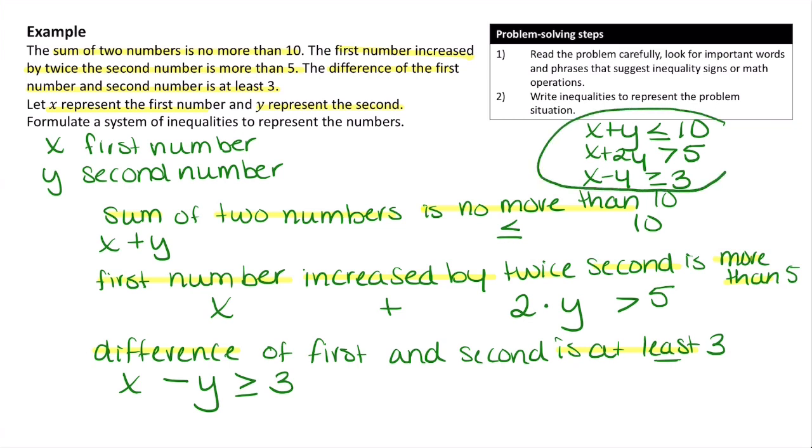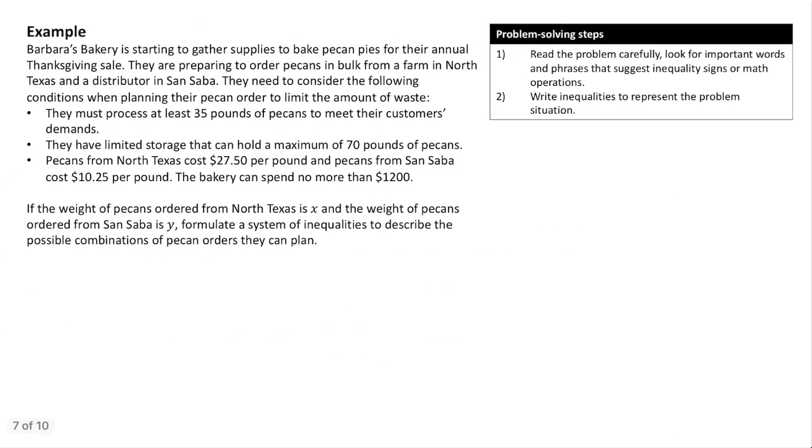Like I said, today all we're doing is writing out the system of inequalities. We're just taking the information in the original problem and translating it into a system of inequalities. Okay, so now let's try this problem, a little bit longer. Barbara's Bakery is starting to gather supplies to bake pecan pies for their annual Thanksgiving sale. They're preparing to order pecans in bulk from a farm in North Texas and a distributor in San Saba.